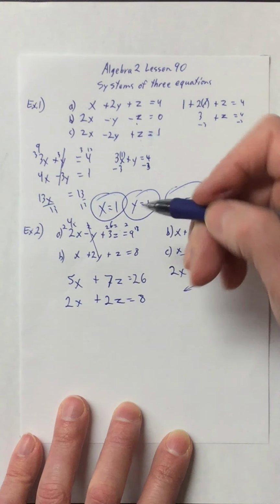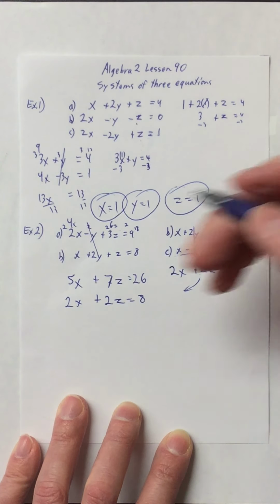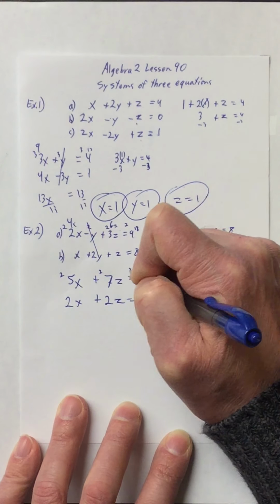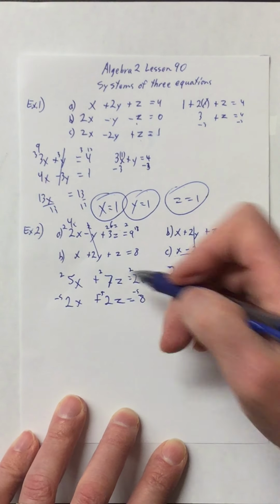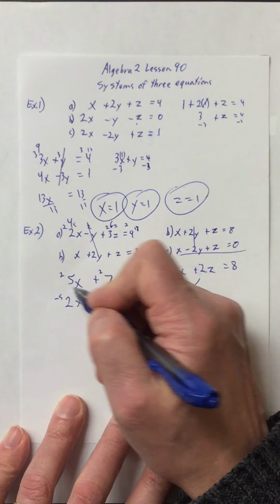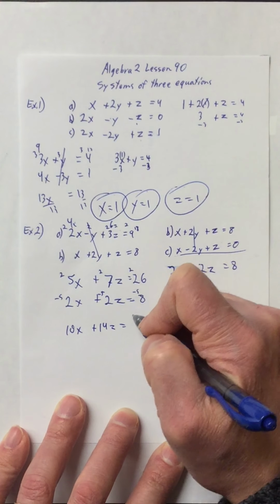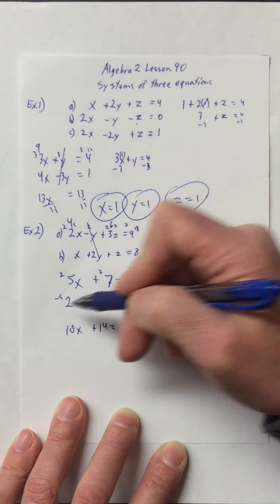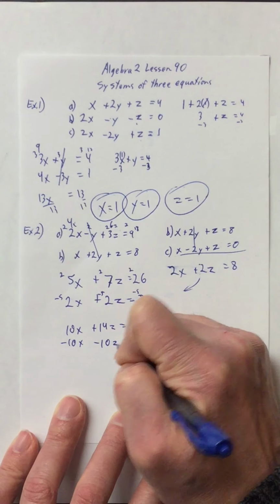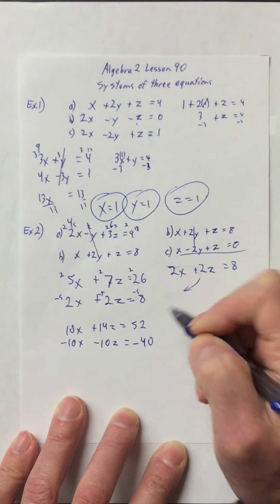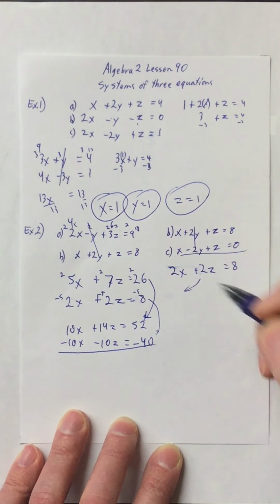Nothing's going to cancel with each other, so I actually have to change the top and the bottom to get this to happen. I'm going to multiply the top by 2 and multiply the bottom by negative 5. I'm going to rewrite that for simplicity's sake. 2 times 5 is 10x, 2 times 7 is 14z, equals 26 times 2, which is 52. Negative 10x, my negative 5 times 2 is negative 10z, is equal to negative 40.